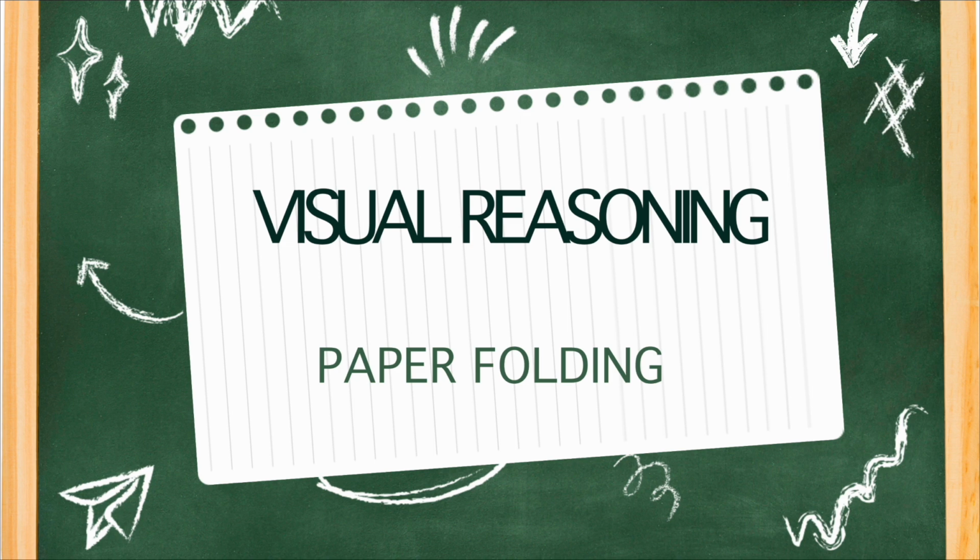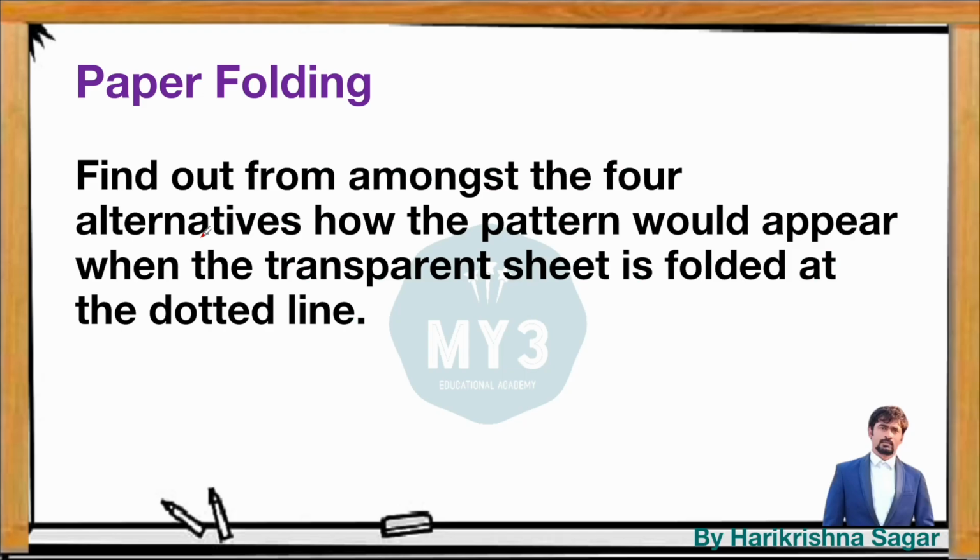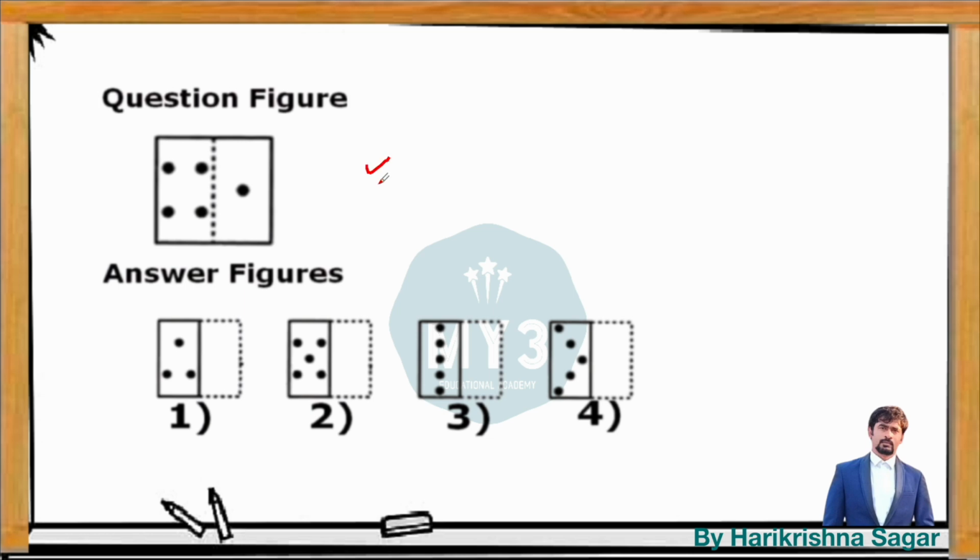So first of all, we have to understand how the paper folding questions are given and how we can tackle them. Let's observe how the questions of paper folding are given. This is a question figure and these are the answer figures. Always remember, whenever we are solving the paper folding questions, the given paper is going to be transparent paper. Wherever the dots appear, the dots indicate that you are going to fold the paper across the dots. Either you are folding like this or you are folding like this. And how you are folding depends on your option choices.